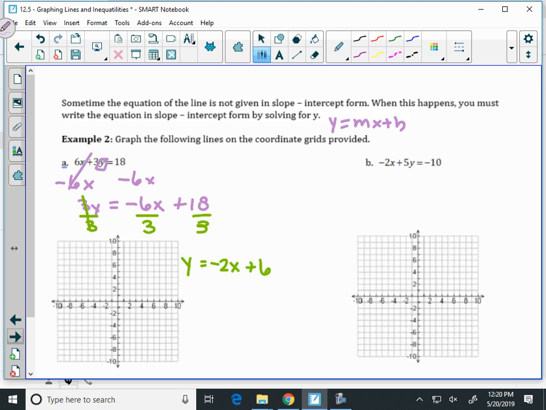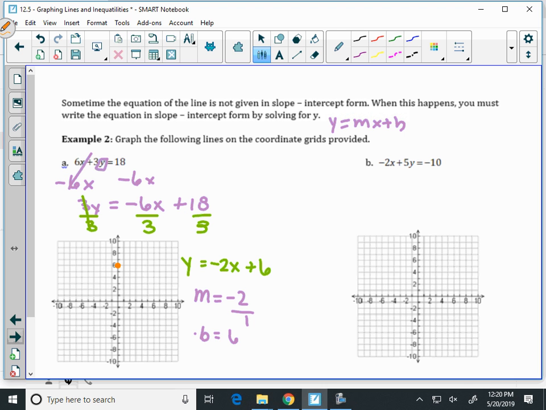So when we graph, what's our m and what's our b? -2 is our m, what's our b? Well, whenever you have a whole number, what do we put it over? This is -2 over 1. You can start at your b. B stands for beginning, so I'm going to go to where y is 6.